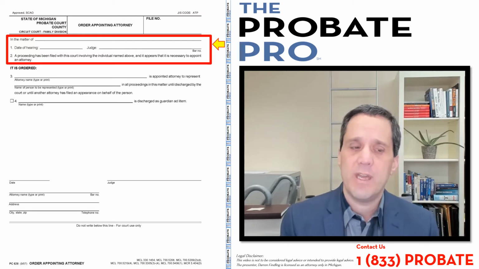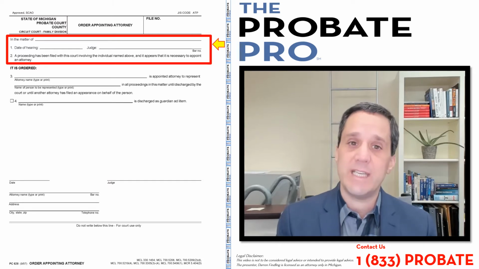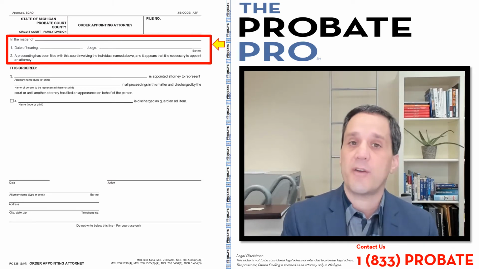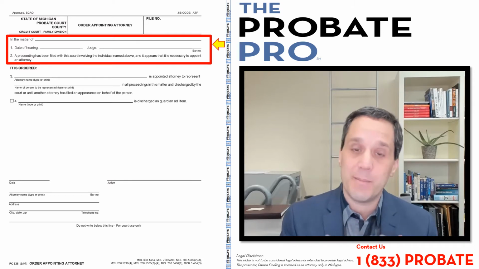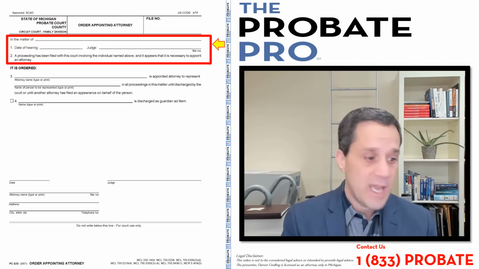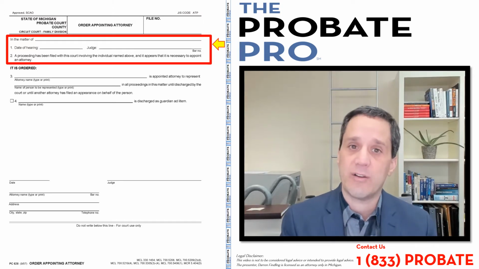Now, if you receive this form in the mail, it's important when you see the date of the hearing to understand that there's an upcoming hearing, to make sure that you're calendaring it. So if you're the recipient of this form and you're aware that an attorney has been appointed and you weren't aware of a hearing, please make sure that you calendar that date.